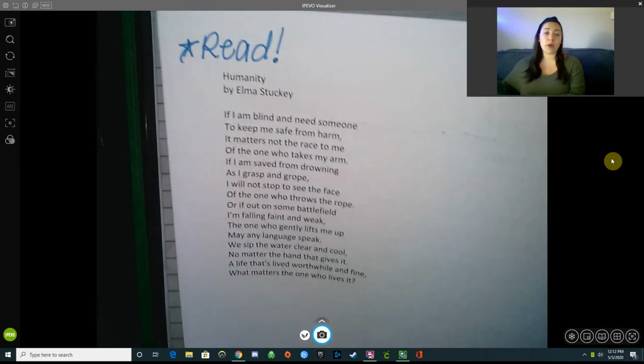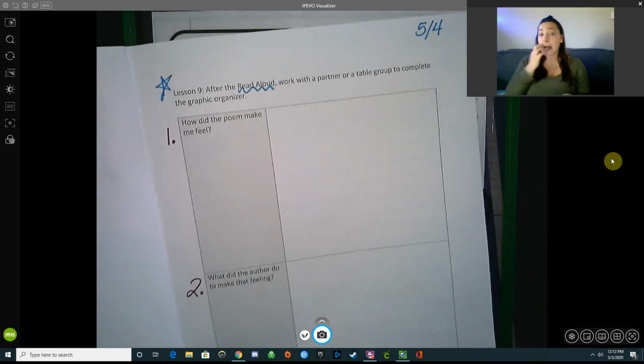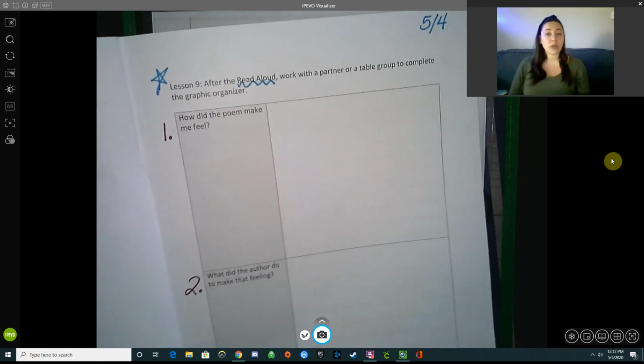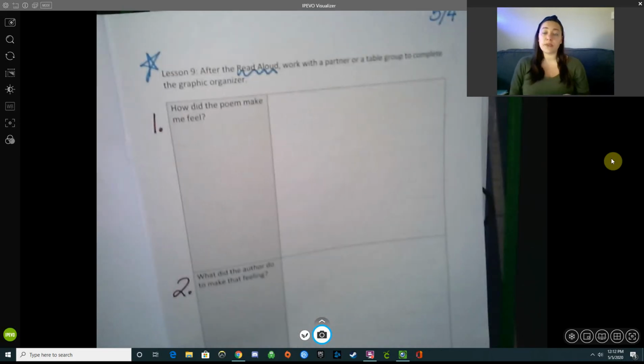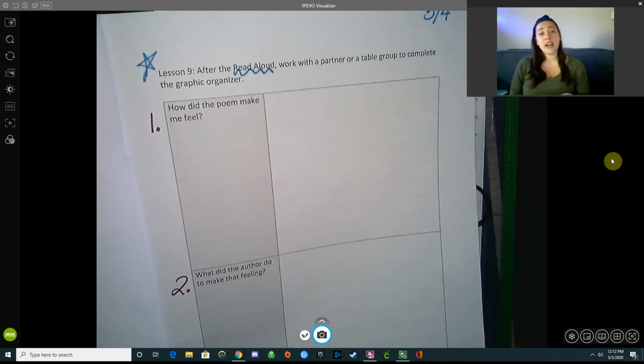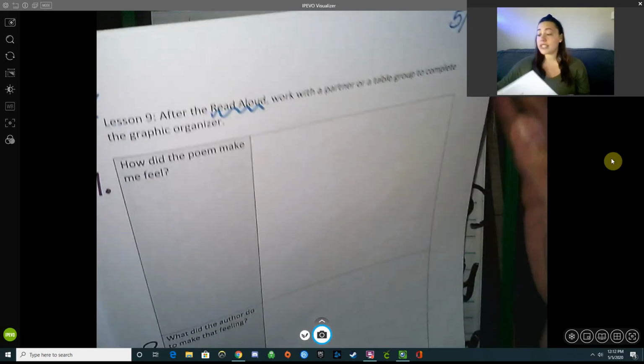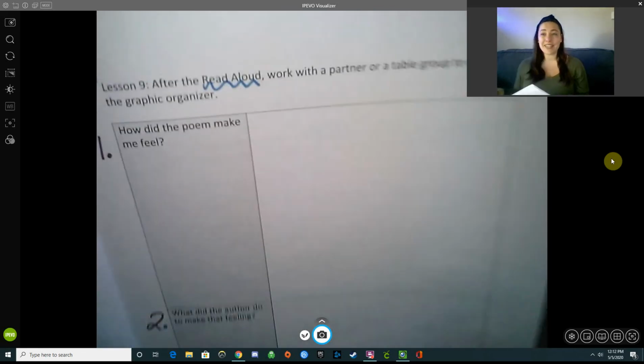So we read through the poem together. You were asked to reread it one more time by yourself and then complete lesson 9. And on lesson 9, it says to work with a partner or a table group to complete the graphic organizer, but I asked you to work with a friend, someone at home, mom, dad, whoever is at home with you, or you could complete the activity on your own.